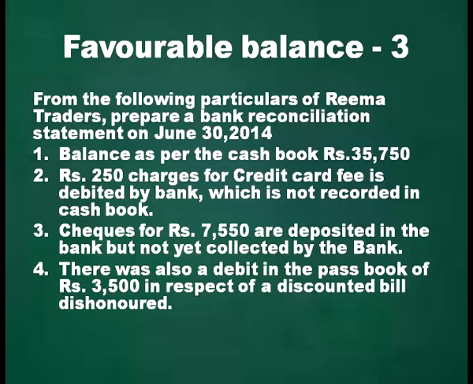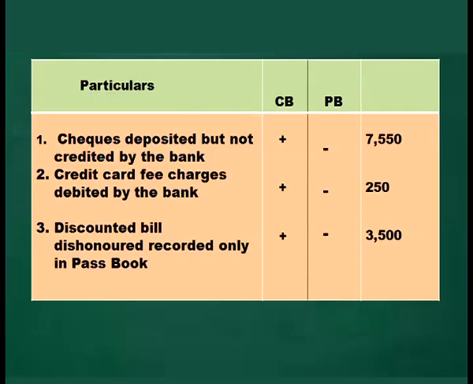From the following particulars of Remart Traders, prepare bank reconciliation statement on June 30th, 2014. Starting with the balance as per cash book. Rupees 250 charges for credit card fee is debited by the bank, which is not recorded in the cash book. Checks for 7,550 are deposited in the bank but not collected by the bank. There was a debit in the passbook of rupees 3,500 in respect of discounted bill dishonored. Here, rough sheet with particulars and cash book and passbook column.